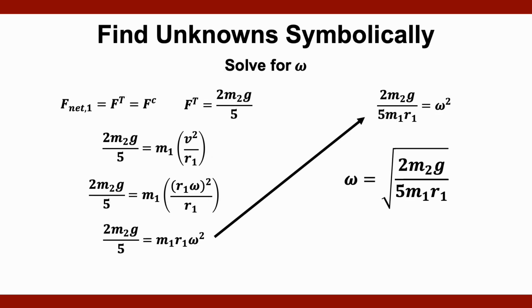Now that we know tension force, we could start analyzing the box's net force. We set tension force to be equal to the equation for centripetal force. We can then substitute in what we know velocity to be in order to relate it to angular velocity, which is the product of radius and angular velocity. Then from here, we divide both sides by m1r1 to isolate angular velocity. We take the square root of both sides, and we end up with the angular velocity being equal to the square root of 2m2g over 5m1r1.